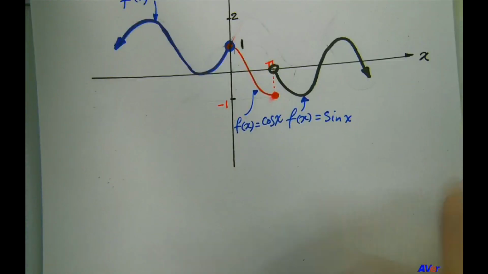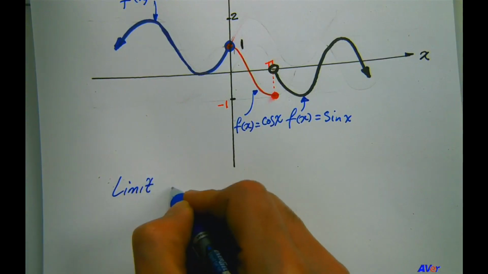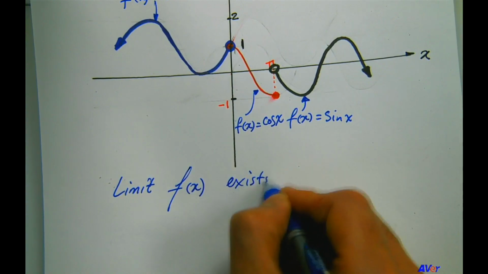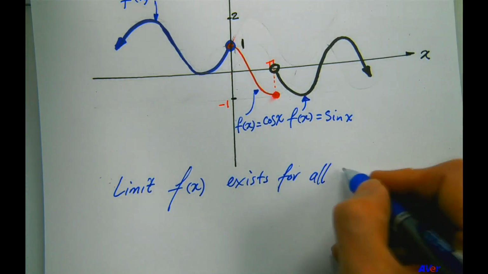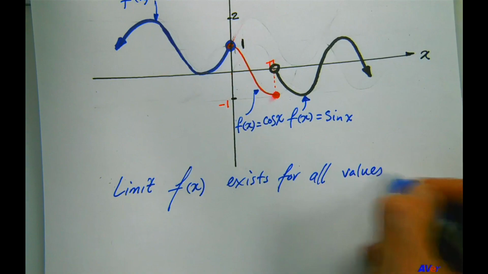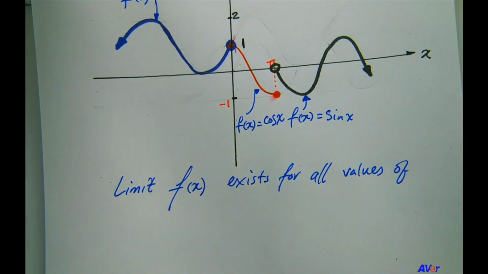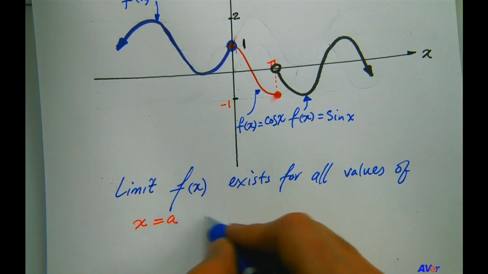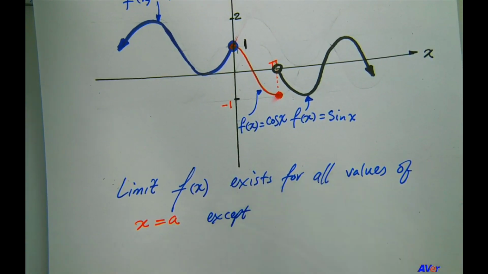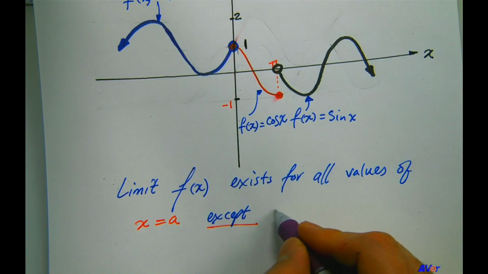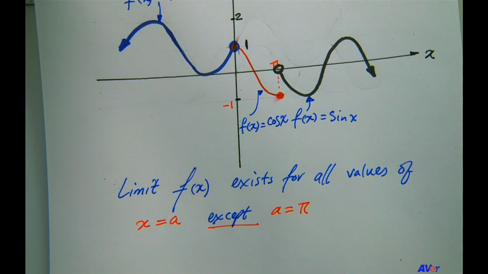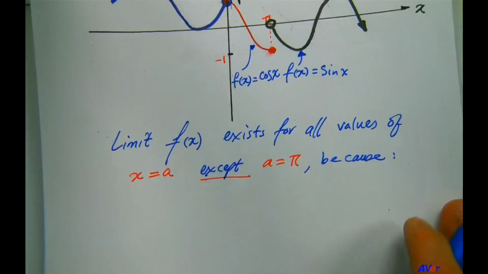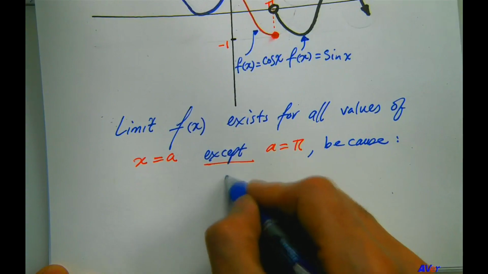So we can generalize it like this. Limit of the function f of x exists for all values of x equals a, except, this is key, except a equals pi, because we can then rationalize this answer as follows.